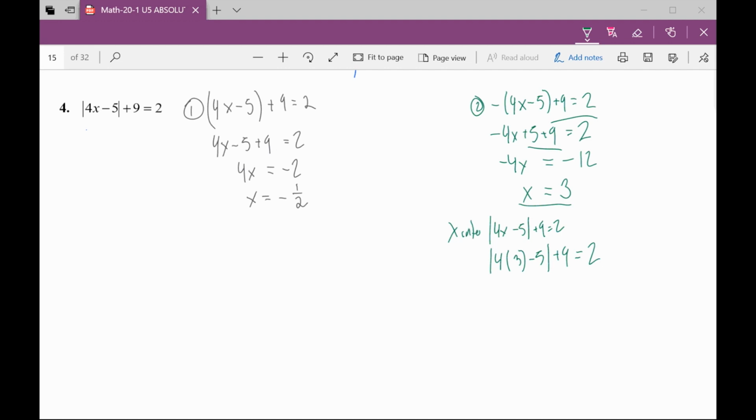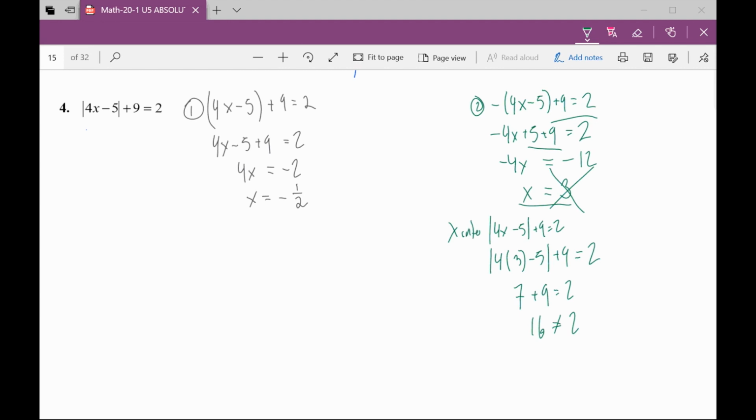And then working this out, well, 4 times 3 is 12. 12 minus 5 is 7. And the absolute value of positive 7 is just 7. 7 plus 9 equals 2. Whoa, really? 16 equals 2? Nope. So x equals 3 is not appearing to be a solution.